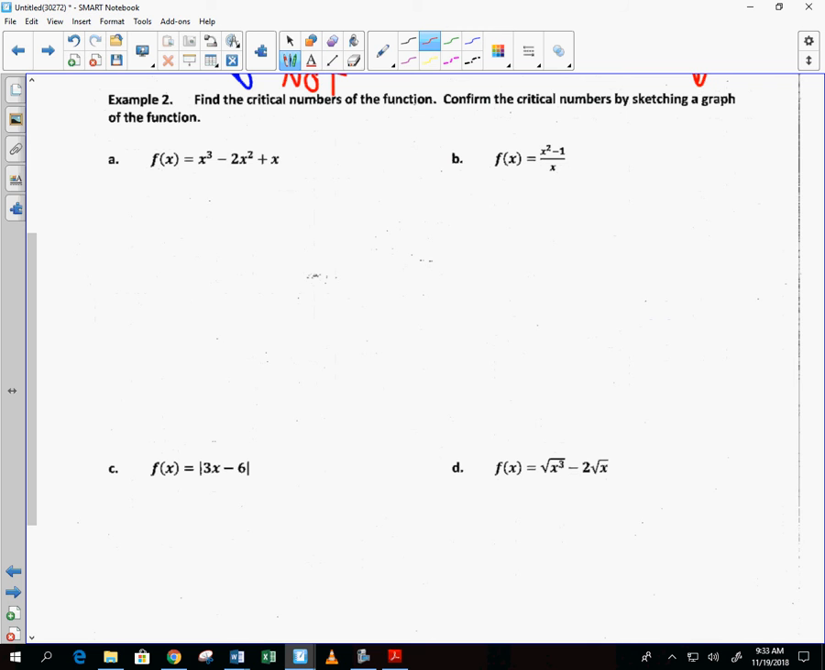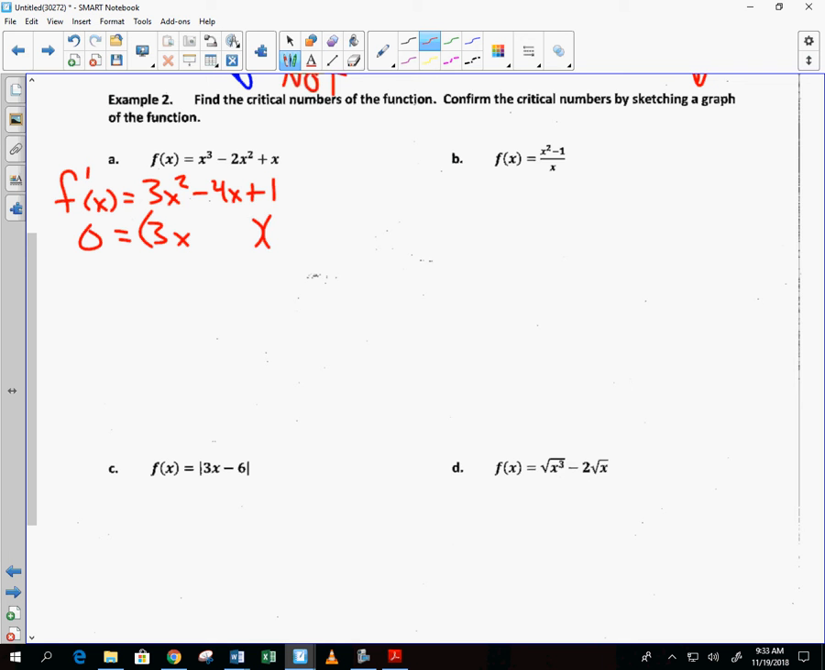All right. Find the critical numbers of the function. Confirm the critical numbers by sketching a graph of the function. F of x is equal to x cubed minus 2x squared plus x. Take the derivative. Find where it's either equal to 0 or where the derivative does not exist. What is the derivative? I set that equal to 0. Does that factor? It does.